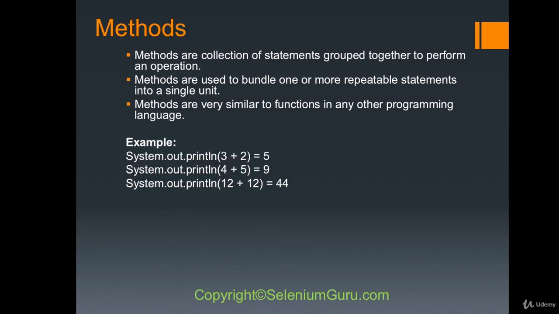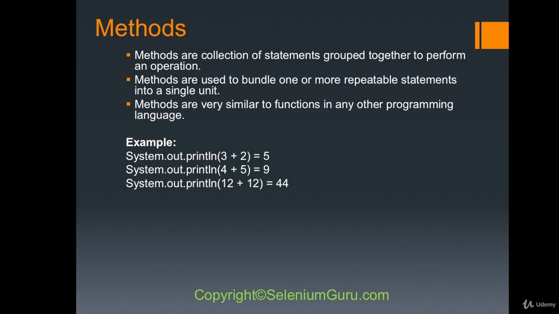Next, I want to give an example. Let's say you want to do addition of two numbers. Addition is an arithmetic operation, and you can add n numbers. You can add integers, you can add double values, which are decimal values, and so on. Normally until now, without using a method, you can do System.out.println of 3 plus 2, which is 5, System.out.println of 4 plus 5, which is 9, and 12 plus 12, which is 24, and so on. You can do that as well.